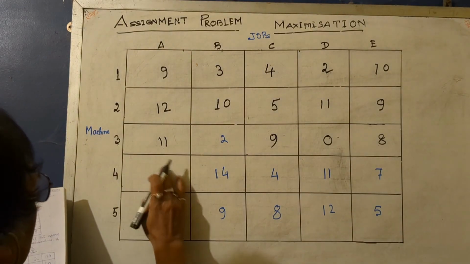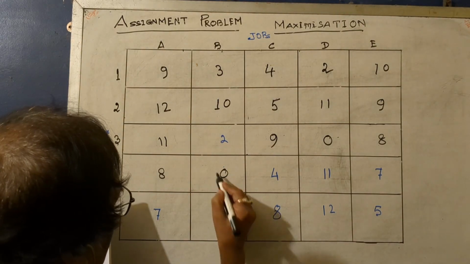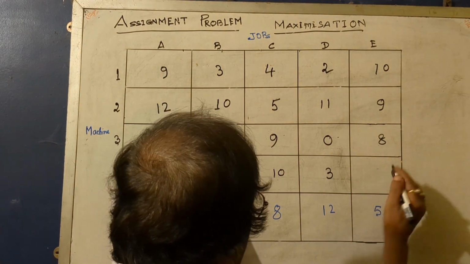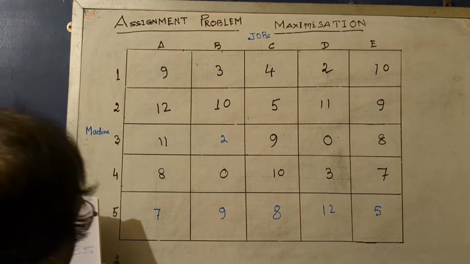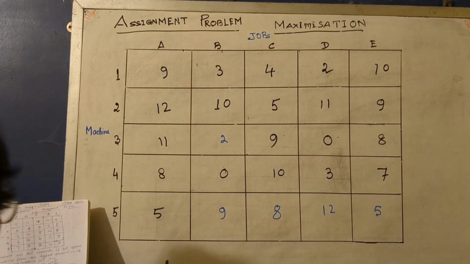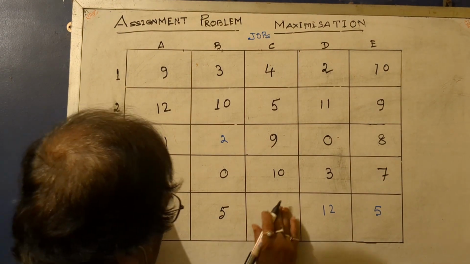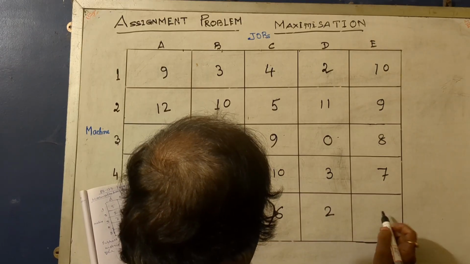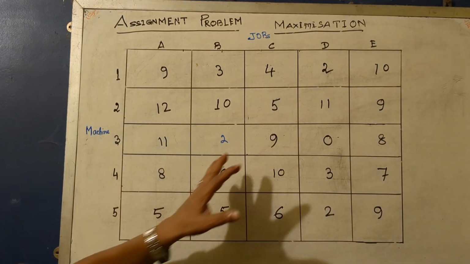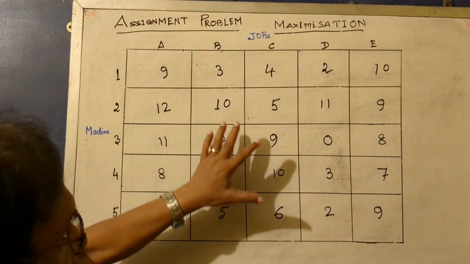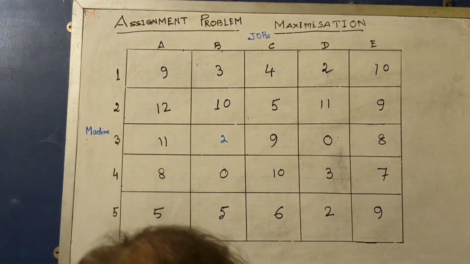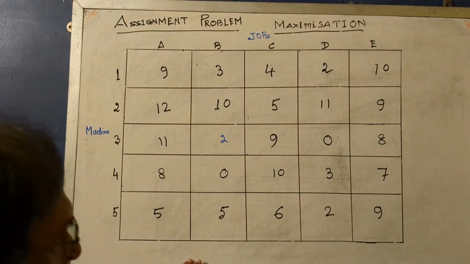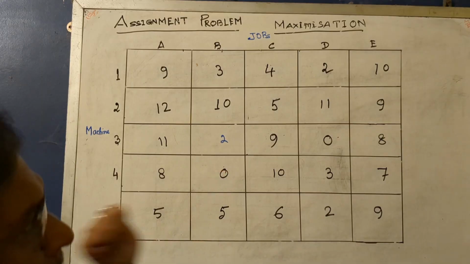8, 0, 10. And then 3, 7. The last row is 7, 7, 7, 5, 6. 7, 5, 6, 2, 9. In this way, we will convert a profit matrix to a loss matrix, meaning the opportunity loss matrix. And if you minimize the loss, that means automatically you will maximize the profit. That is the concept. Now you will proceed as usual by the Hungarian method.